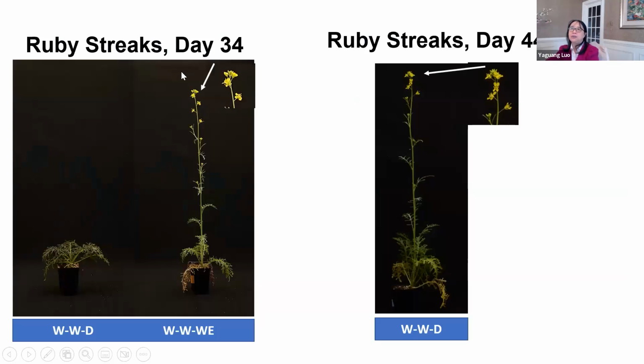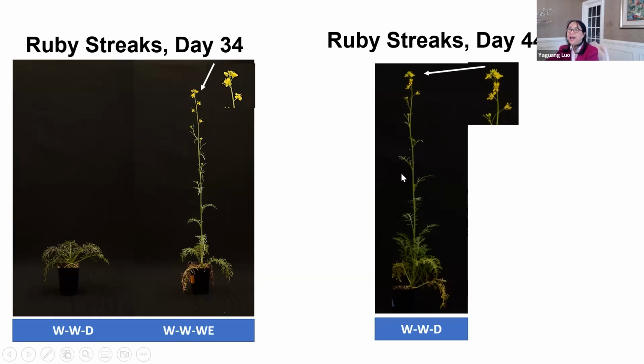Keep going on to day 34. The white-white-dark control is still small and not mature, but the one with the increased white light intensity started to show flowers. We waited another 10 more days. Finally, we saw the flowers from the control.